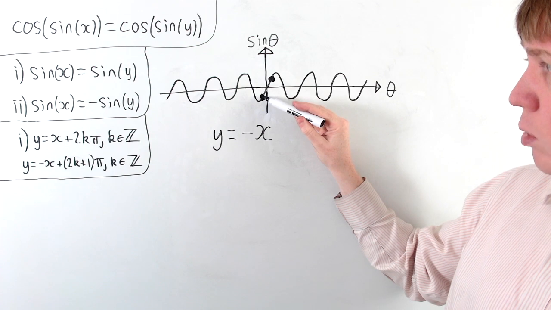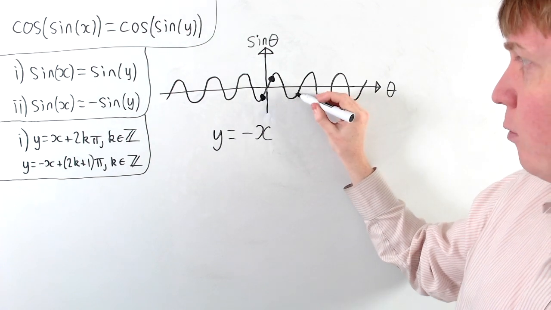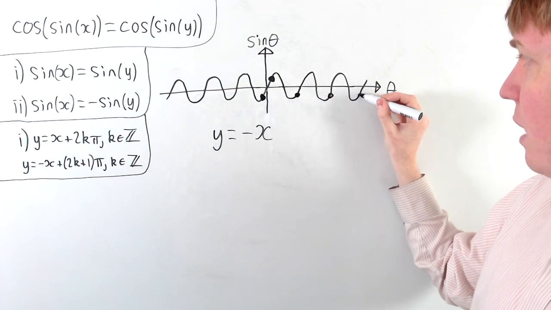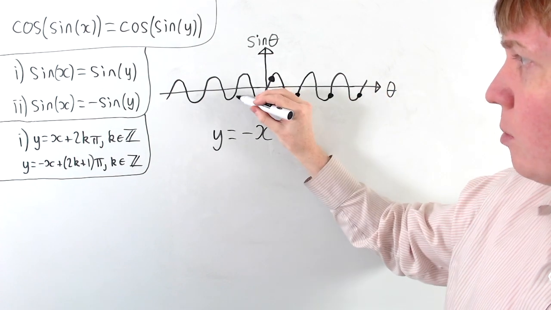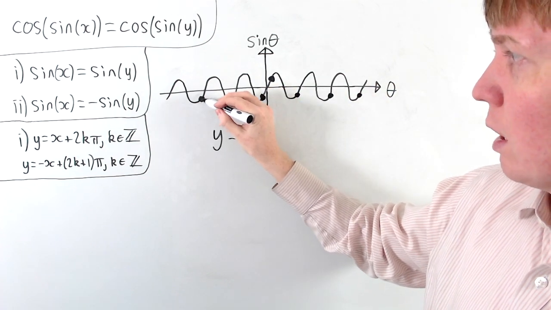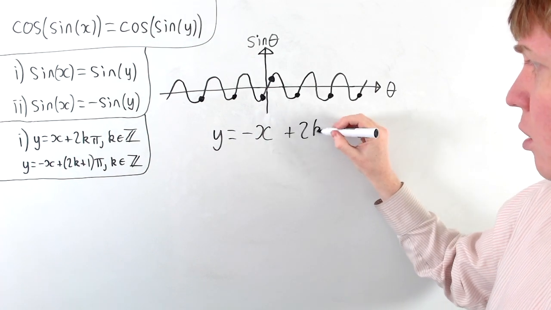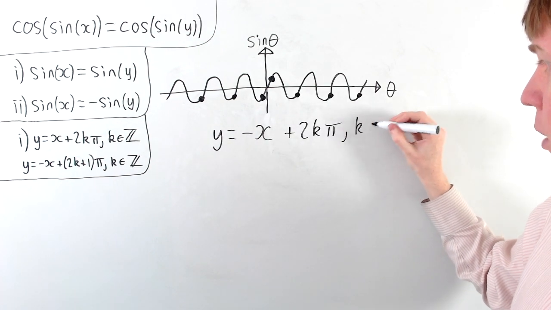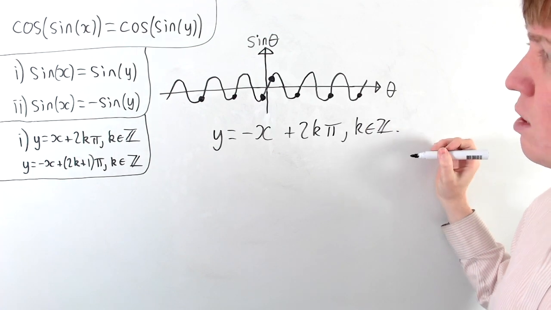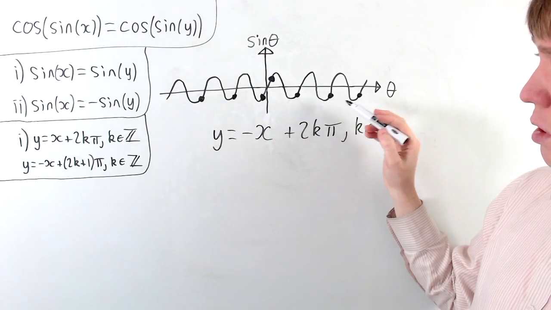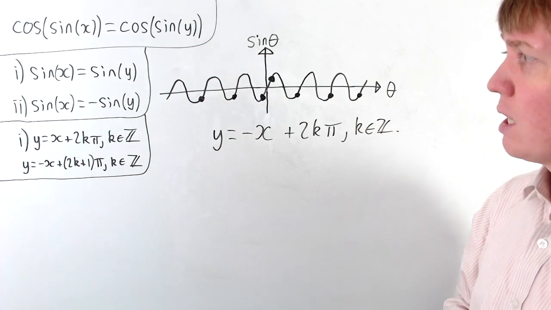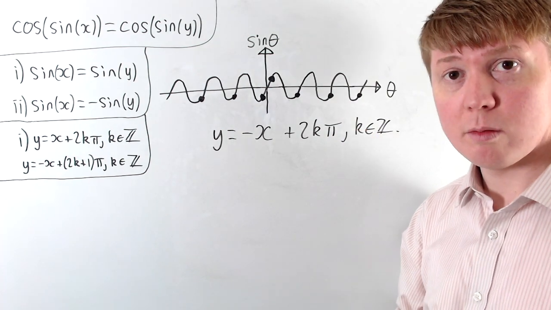But then from here we could also add 2 pi, we could add 4 pi. Once again, just add or subtract any even multiple of pi. So we get loads more solutions like this, but doing y equals negative x plus 2k times pi, where k is any integer. So we've got all of these extra solutions where y is the negative of x, but we also get some more solutions.